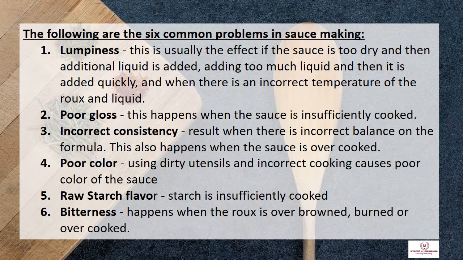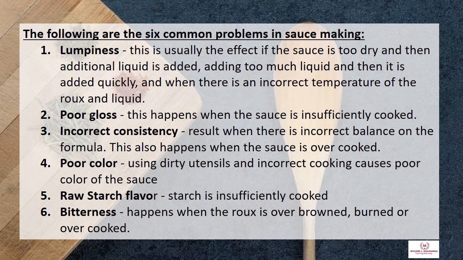Number 2, poor gloss. This happens when the sauce is insufficiently cooked. Number 3, incorrect consistency. This results when there is an incorrect balance on the formula. This also happens when the sauce is overcooked. Number 4, poor color. Using dirty utensils and incorrect cooking causes poor color of the sauce.